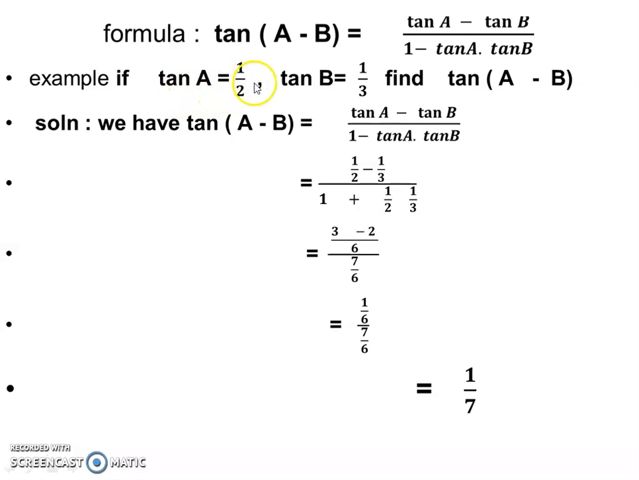Example, if tan A is 1 upon 2, tan B is 1 upon 3, find tan(A minus B). We have the formula tan(A minus B) is equal to tan A minus tan B upon 1 plus tan A into tan B. We have to put the value of tan A is 1 upon 2, tan B is 1 upon 3, 1 plus 1 upon 2 into 1 upon 3. So 3 minus 2, we have to take the cross multiplication. I use the highlighter here.